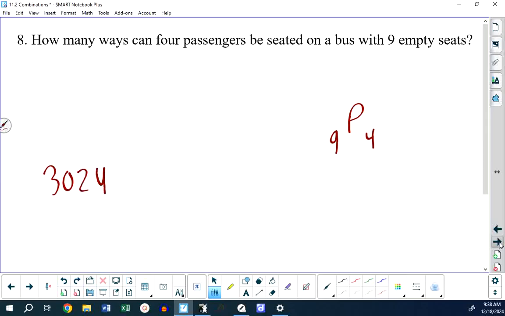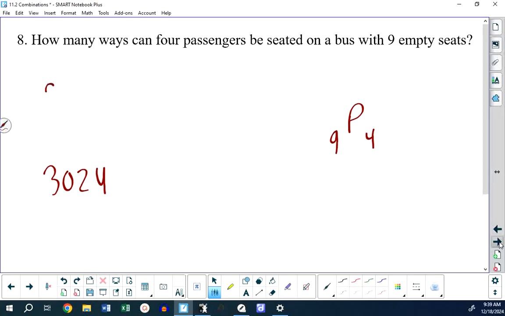And let me just walk you through what I said a couple of lessons ago with a question like this. This doesn't make sense to me. Because when you see 9p4, that tells you you're arranging 4 of the 9 items. And you're not arranging 4 seats, you're arranging 4 people in 9 seats. Do you get the idea that this is weird to think about? So I never do these questions this way.